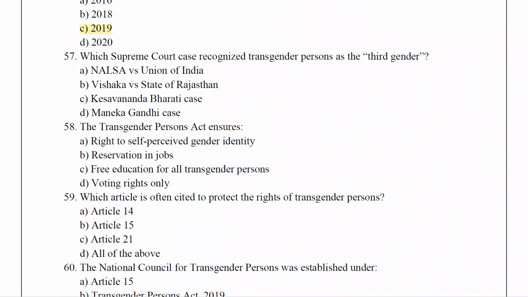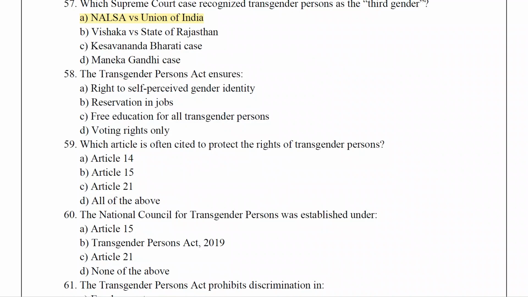Which Supreme Court case recognized transgender persons as the third gender? The answer is NALSA vs. Union of India. The Transgender Persons Act ensures the right to self-perceived gender identity.